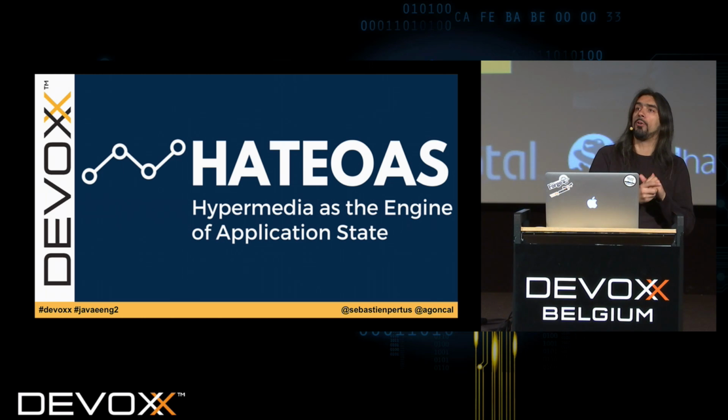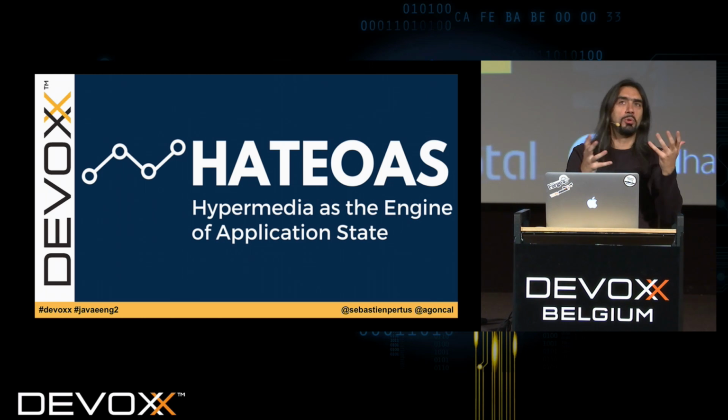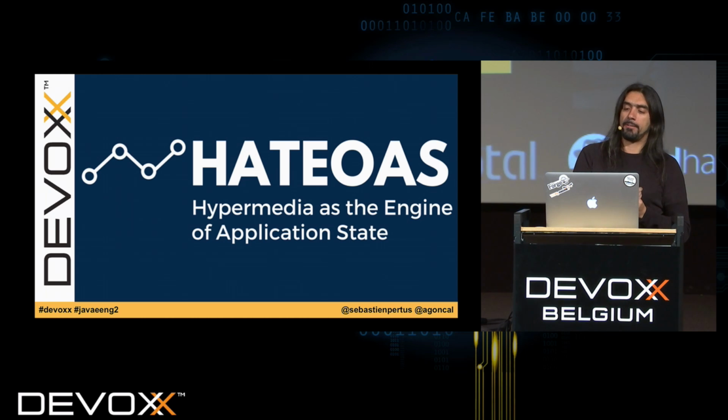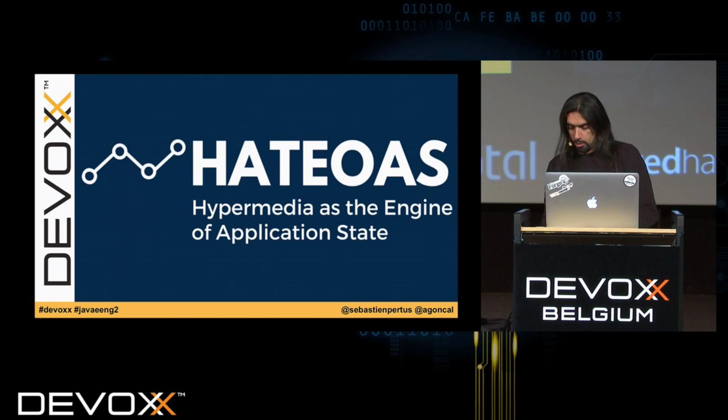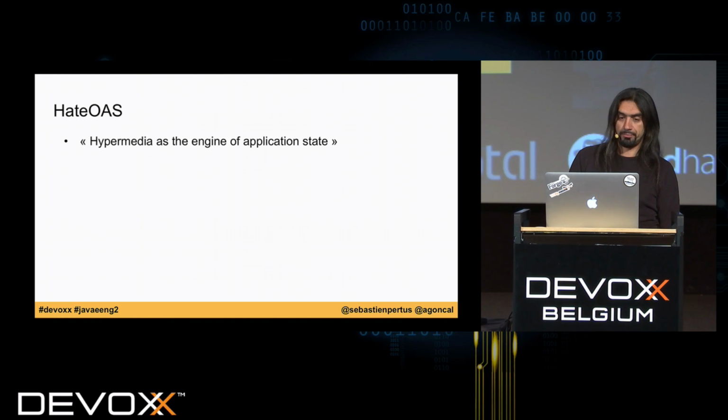Swagger is good for this contract that doesn't move, but then we need a bit more runtime agility in terms of contract. So that's this thing called HATEOAS. I don't even know how to pronounce it. Hypermedia as the engine of application state. Wow.